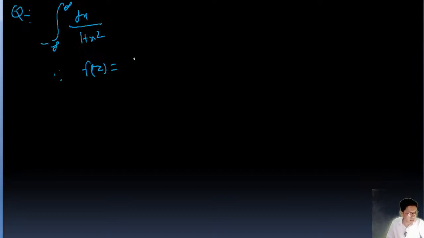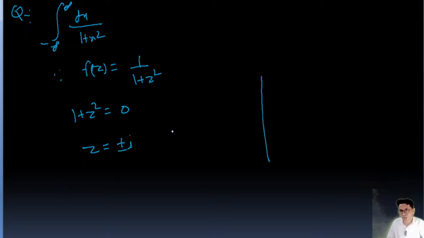So the question is: integration from minus infinity to plus infinity of dx upon 1 plus x square. Okay, this you need to find out. Since f(z) is given and this is a polynomial of x, f(z) is 1 upon 1 plus z square. So from here 1 plus z square is going to be 0 and the value of z is going to be plus minus iota.